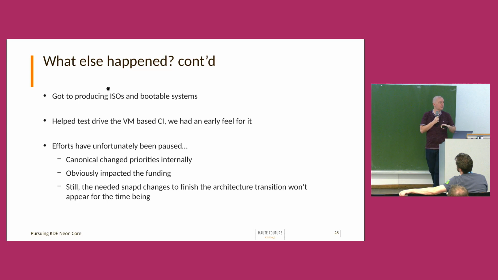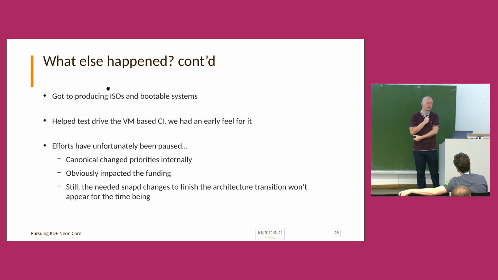And that's mainly because Canonical changed priorities internally. And that's why that impacts the funding, because we are basically funded by Canonical for that. And that means that the Snapd changes I mentioned are not going to appear very, very fast now, right? Now, I think it happened, so that's my personal opinion on that.